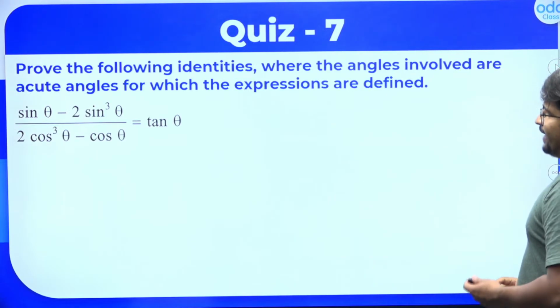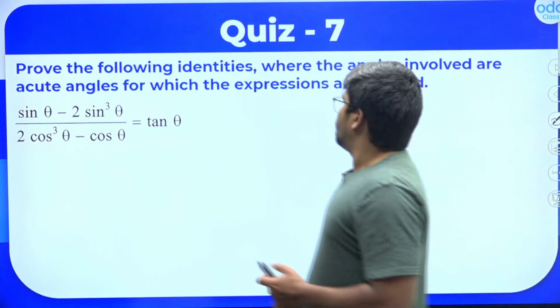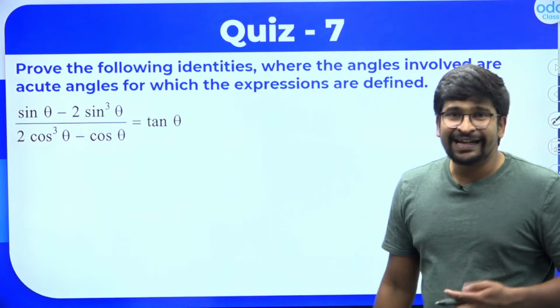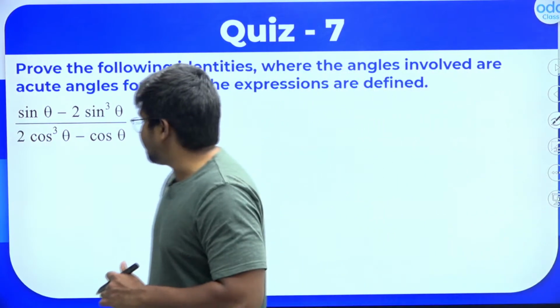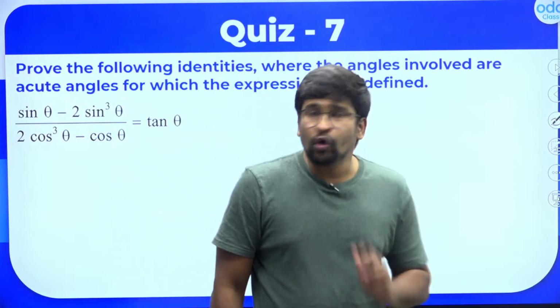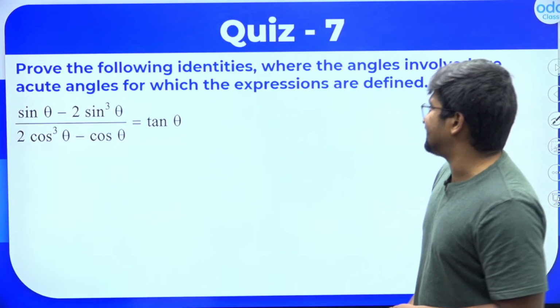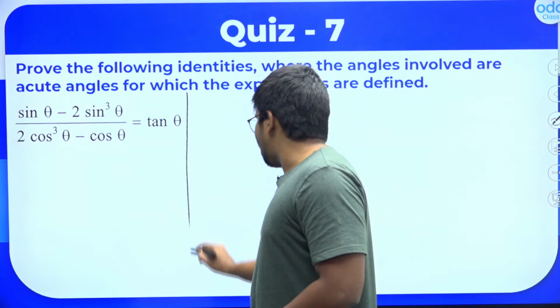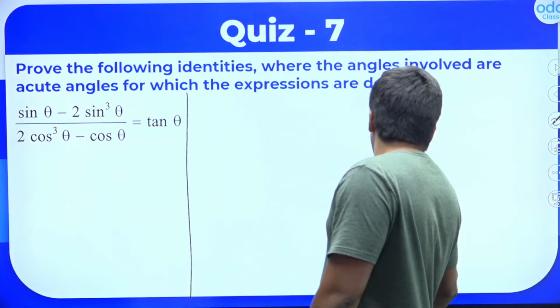Now again the next question, very simple question. You have to prove that (sin theta minus 2 sin cube theta) whole divided by (2 cos cube theta minus cos theta) is tan theta. Let's focus on the LHS here.